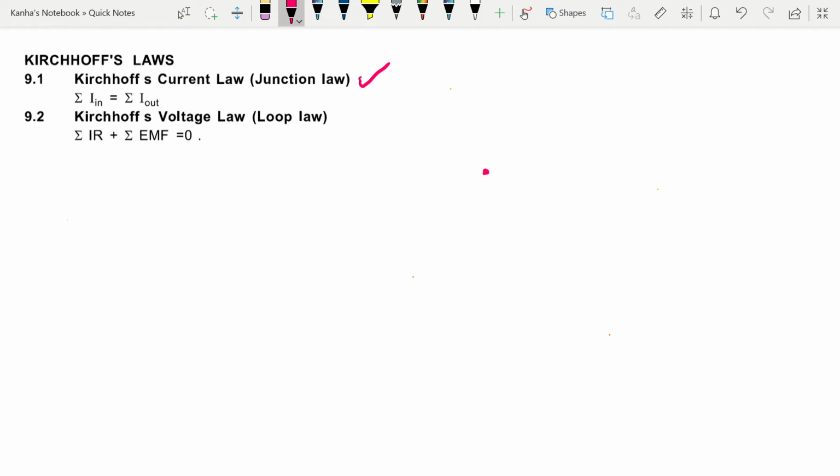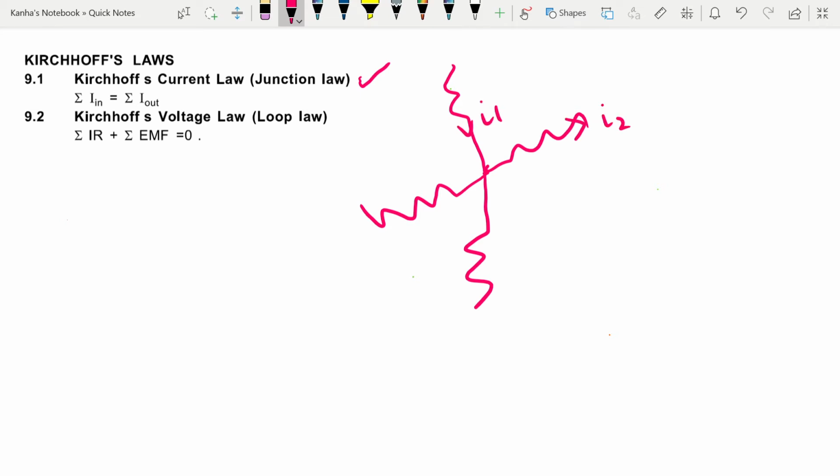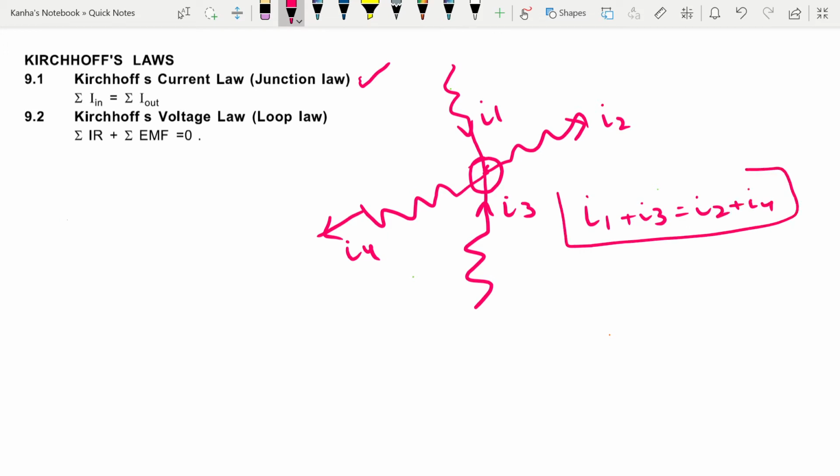For example, this is the junction, and I have, let's say, some 4 currents, I1 coming in, I2 going out, I3 coming in, and I4 going out. So what I mean is, at any junction there should be no accumulation of charge, so whatever is coming in must go out. That is why I have I1 plus I3 is equal to I2 plus I4. Okay, this is one of the fundamental laws that you will be using.